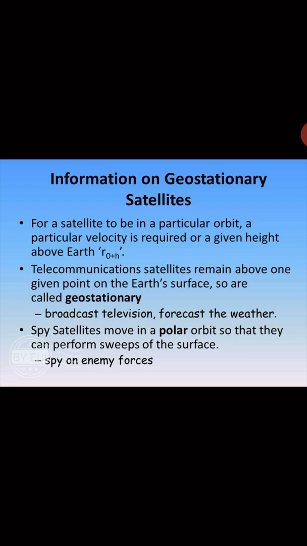As the name geostationary satellite suggests, stationary means not moving. So what do these satellites do? Geostationary satellites have a fixed position above the Earth. They remain at one place, over the same point on the Earth's surface. That is why they are called geostationary. From there they are used for telecommunications, taking up signals and giving these signals to other places on the Earth. So that is what is called a geostationary satellite.